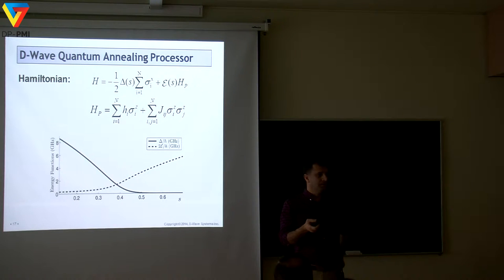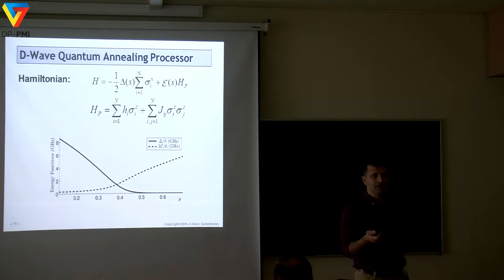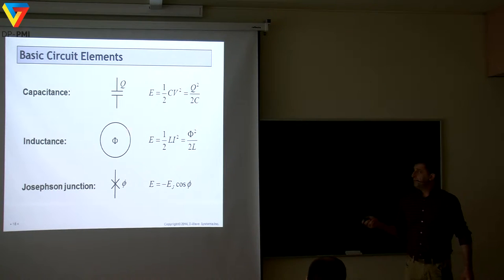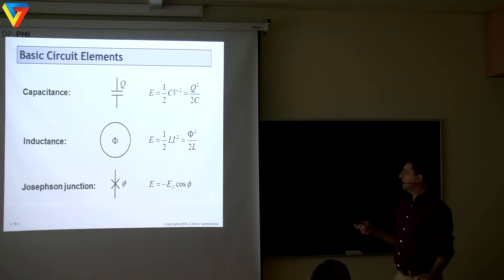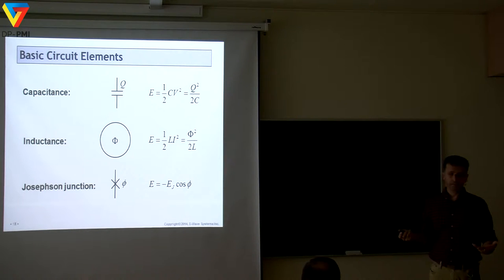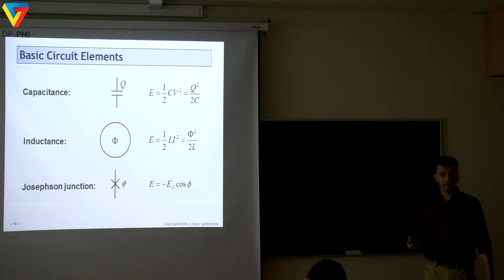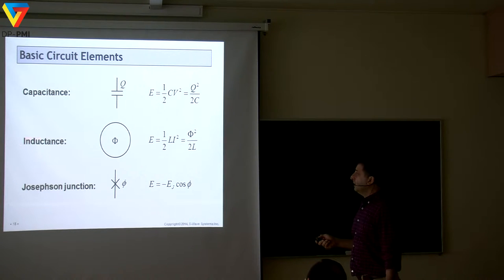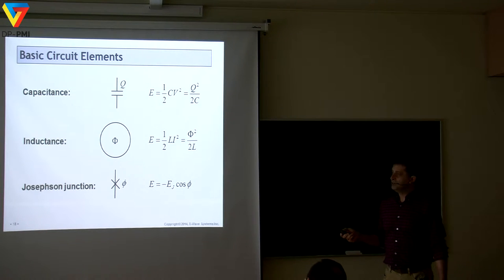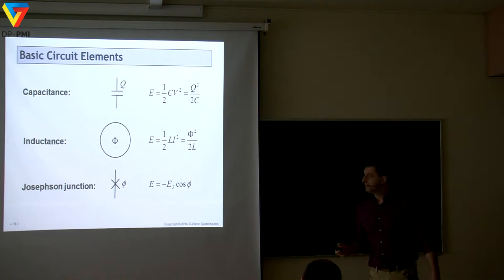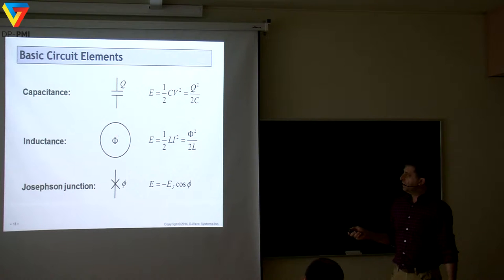So you guys know about circuit theory, yeah? You know capacitance, inductance. So it's basically the same thing. We have three basic circuit elements. The first thing is capacitance, and you know the energy of a capacitor is 1/2 capacitance times voltage squared, or charge squared divided by 2C. We have also inductance. Usually you represent inductance by just some solenoid, but I represent it by a loop because that's what we have. So if we have a loop with a flux phi through the loop, the inductive energy is again 1/2 L i squared, where L is the inductance, or phi squared divided by 2L.